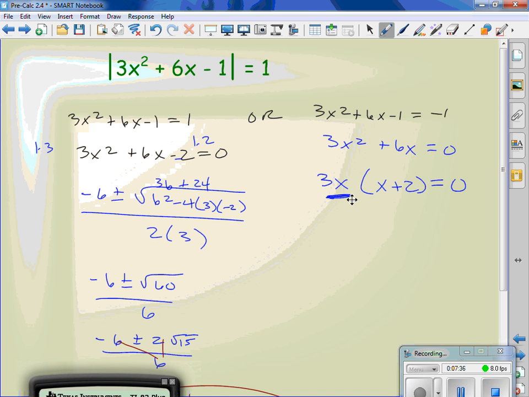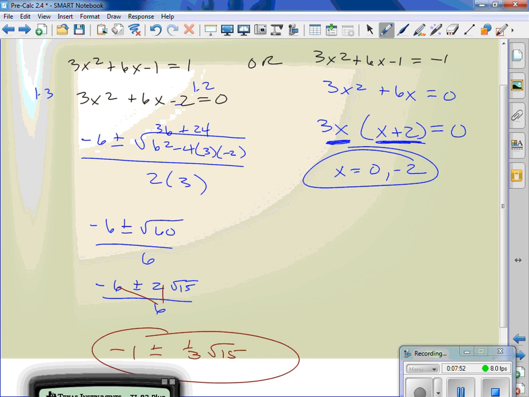Looking here, what makes that 0? What value for x makes that 0? 0. 0 times 3 is 0. What value right here makes that 0? Negative 2. So my answers are this or this.